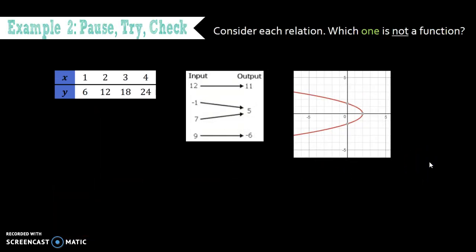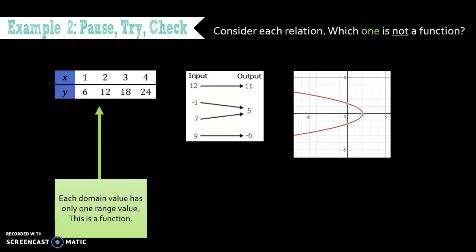Go ahead and pause and try this one. Consider each of these relations. Which one is not a function? Let's take a look at the table first. We have the x values of 1, 2, 3, and 4. None of my x's or my domains repeat. So that's pretty much going to tip me off that I'm okay on this. Each domain value has only one range value, so you're good to go. That one is a function.